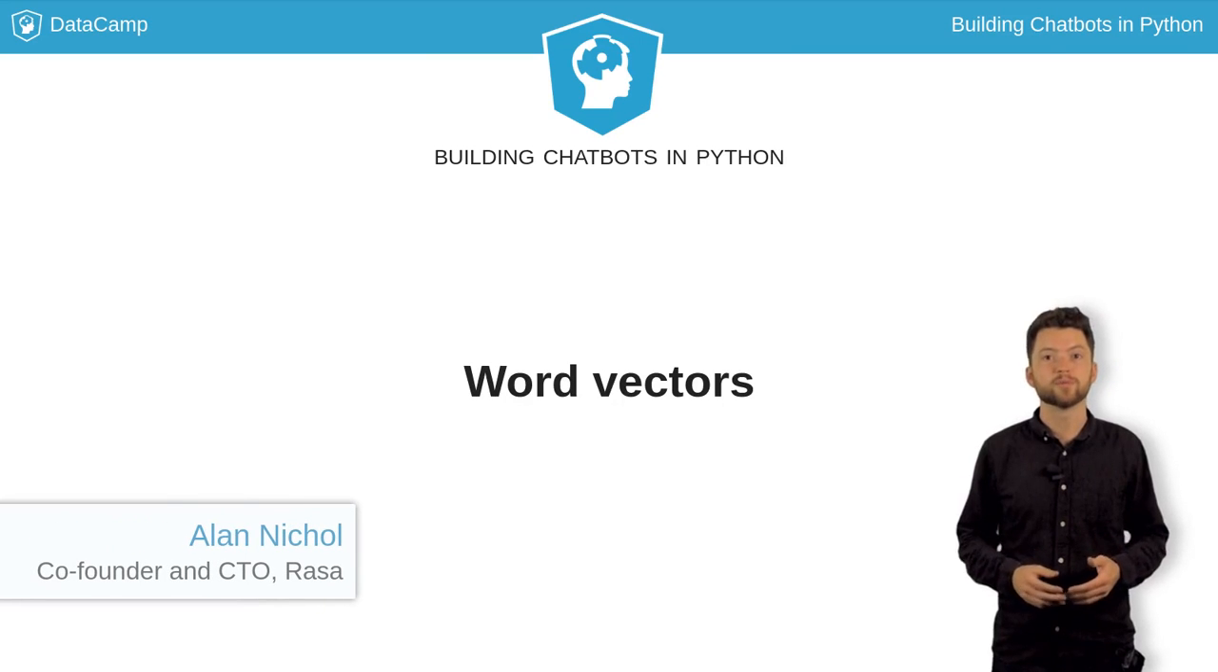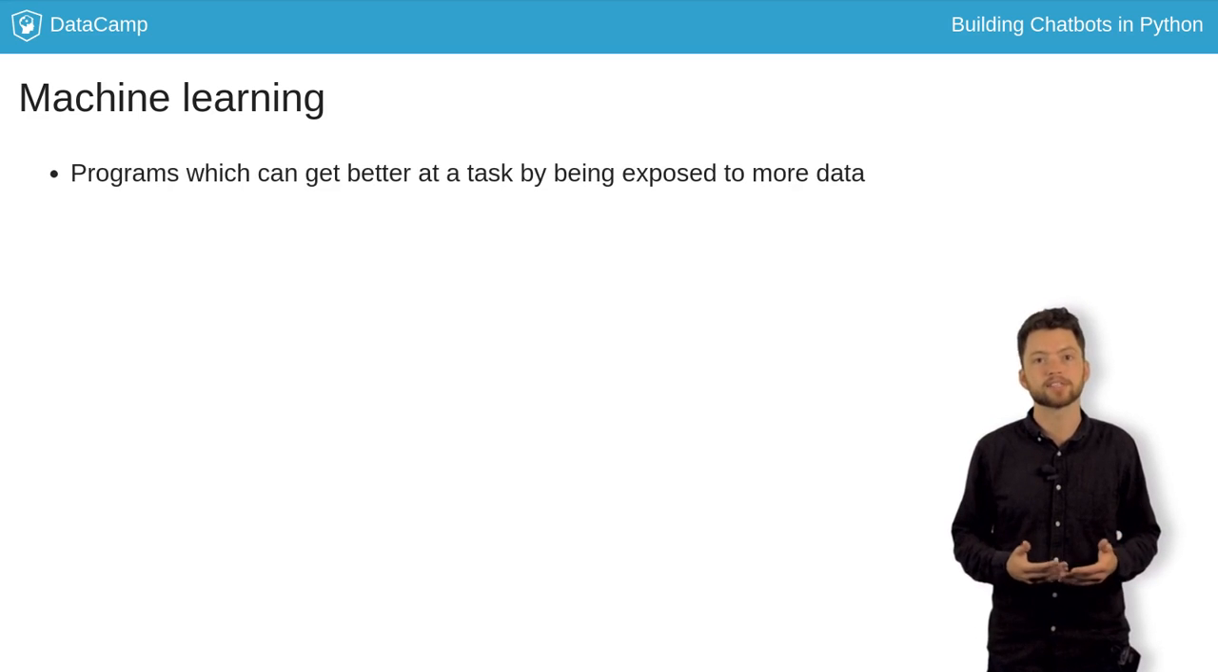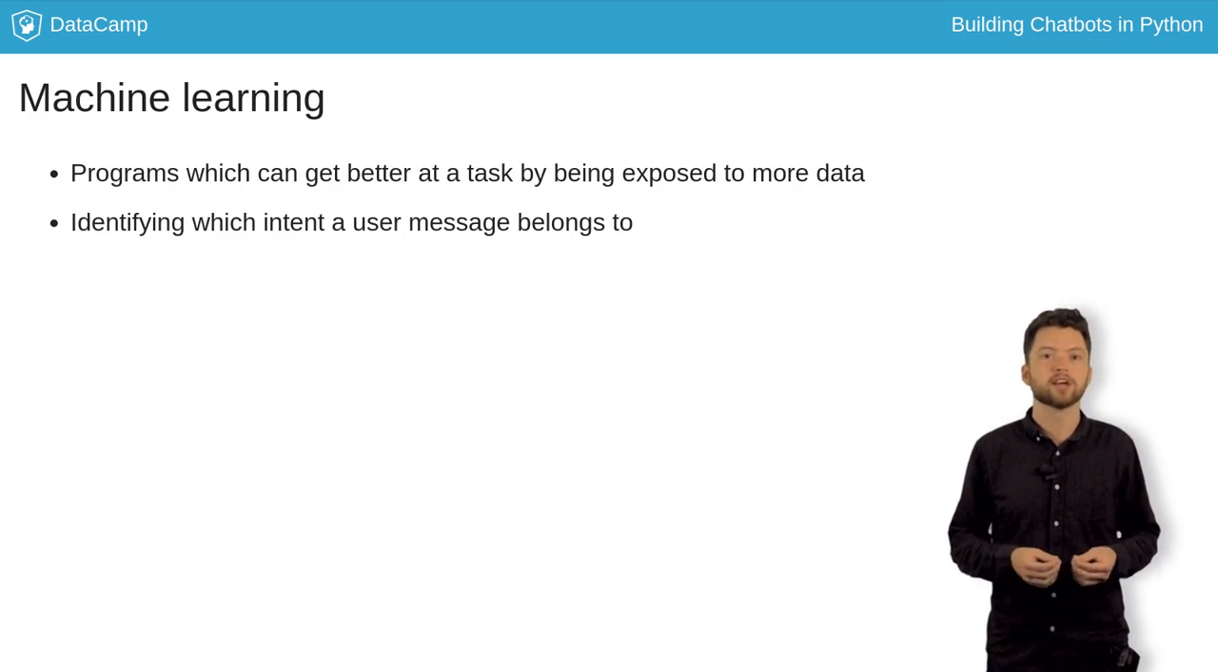In this video, we'll take our first steps in applying machine learning to building chatbots. Machine learning is a field of computer science in which we write programs which can get better at a task by being exposed to more data. The first problem we'll tackle with machine learning is identifying which intent a user message belongs to.